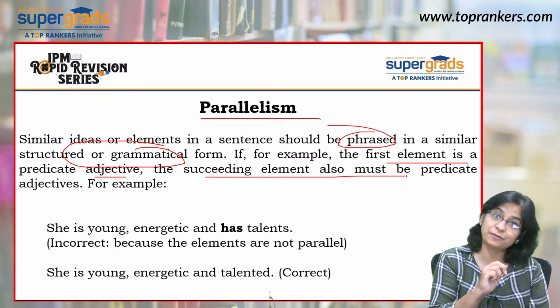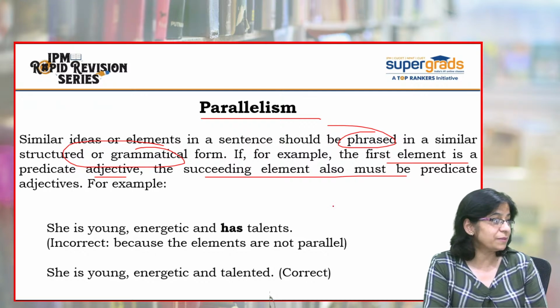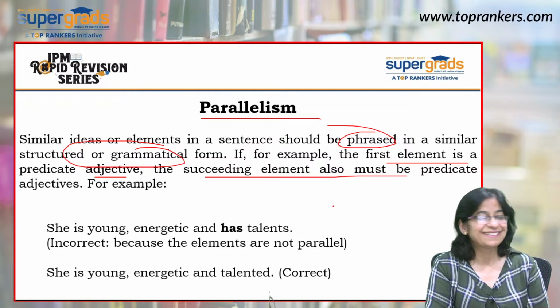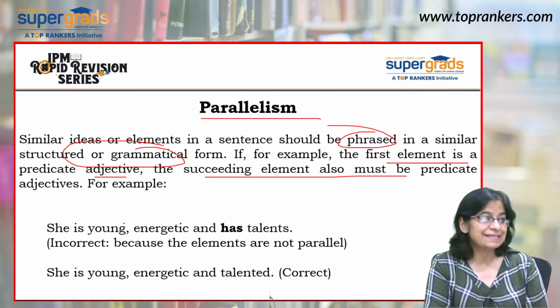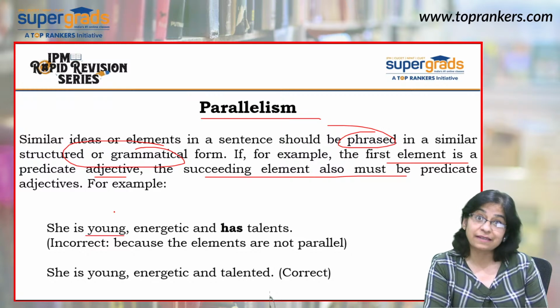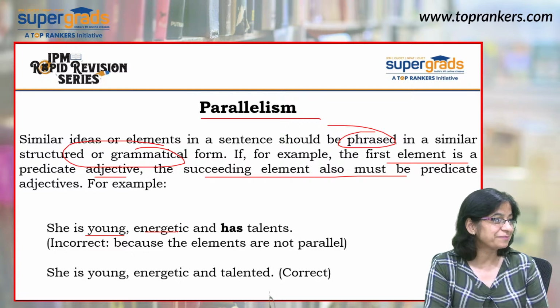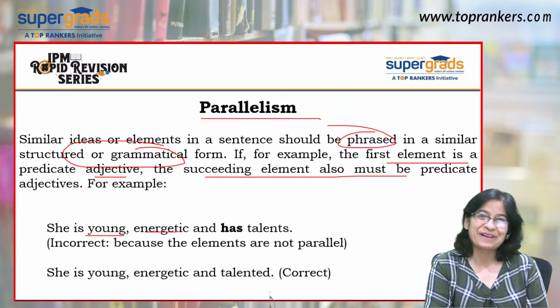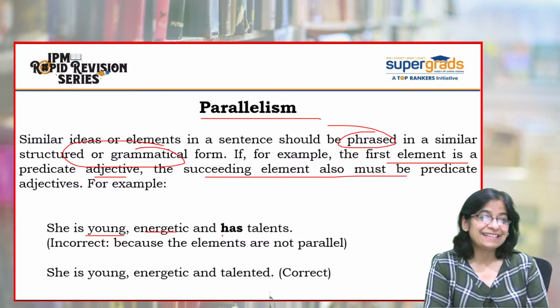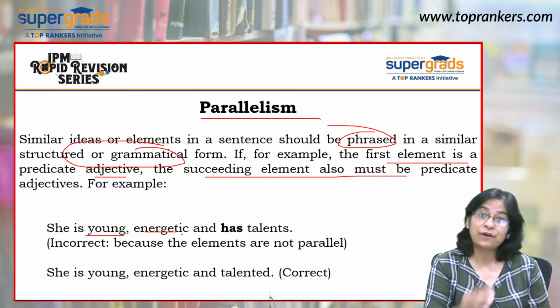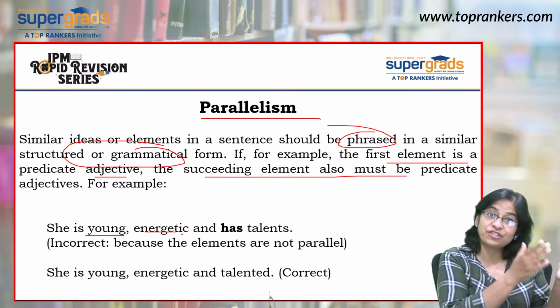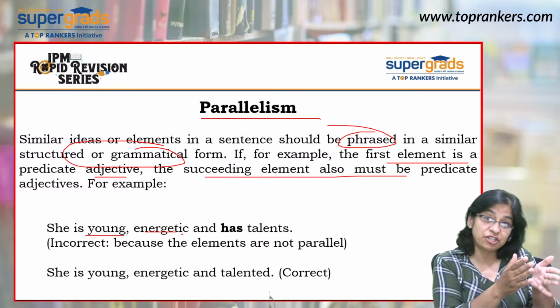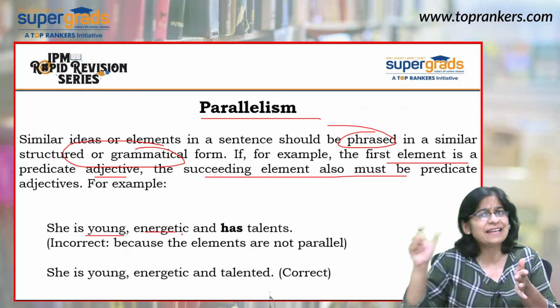Now let's understand this with the help of an example. Now this one says, hi Yashasva. So this one says, she's young. Now see, this is an adjective. Energetic, another adjective. Hello, happiness dreamer. And see how I've constructed the sentence: she's young, which is an adjective, energetic, another adjective, and then I say she has talents.